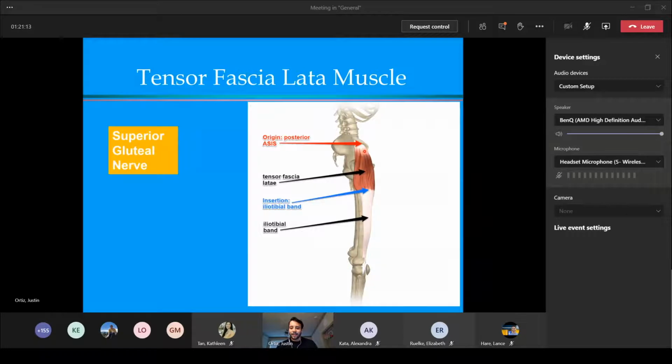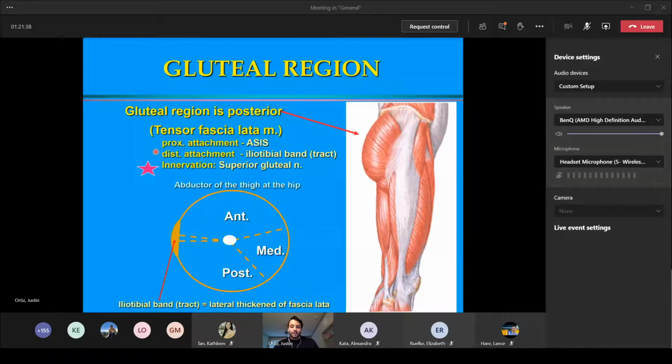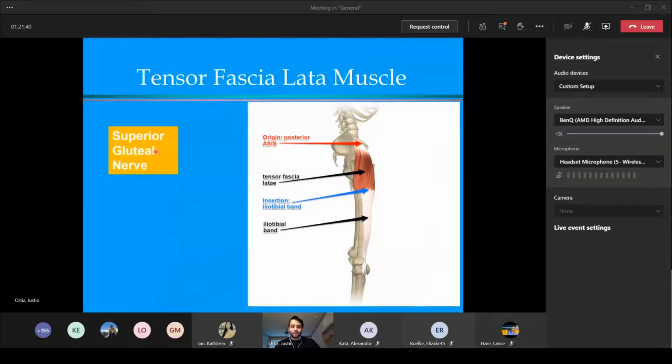So for example, this is the tensor fasciae latae, which is going to attach to the iliotibial band, and the ASIS, which is right here, your anterior superior iliac spine, right? And it's going to be innervated by the superior gluteal nerve, right? So that's important to note, superior gluteal nerve. I put a little chart or slide in regards to which nerves are going to do which muscles, so that you guys can stay organized in regards to what's doing what. But yeah, this slide has everything that this slide has, just in a super simple version.